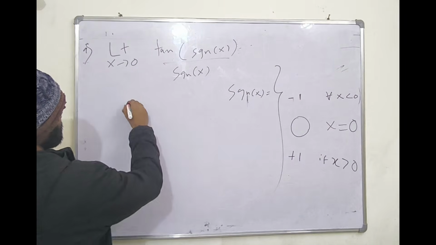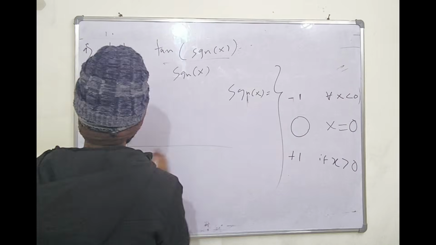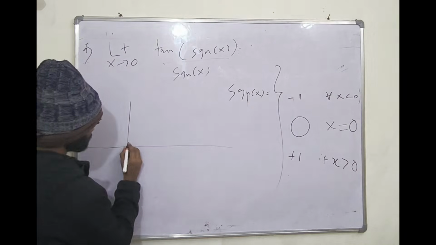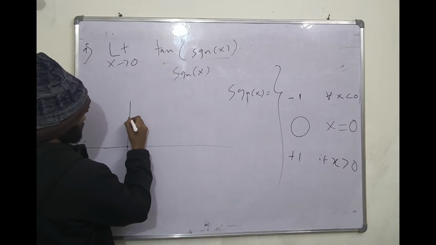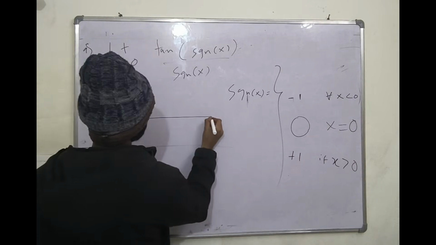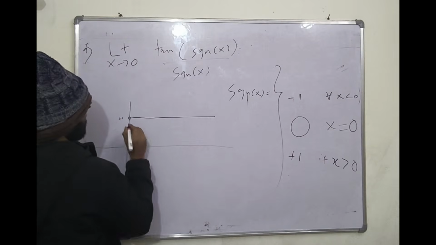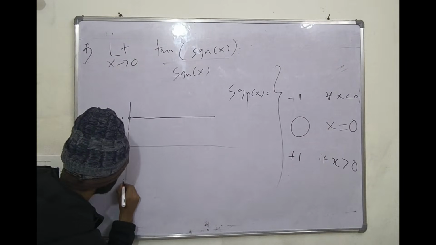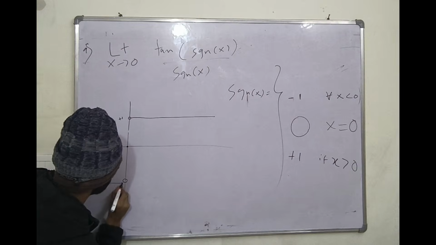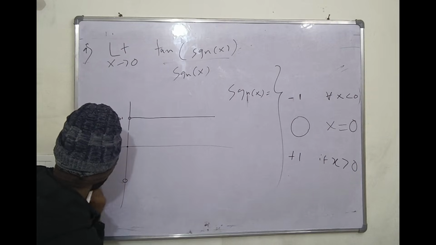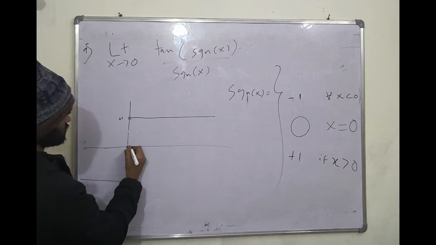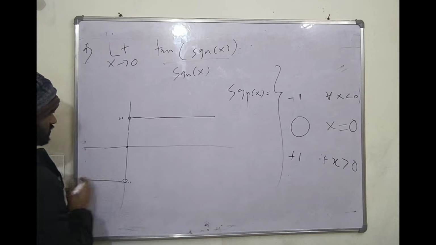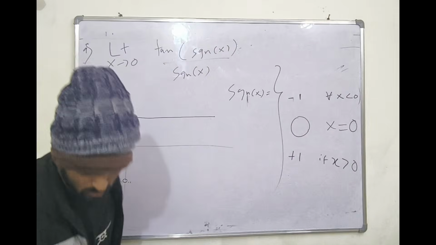If you see it through a graph, signum x looks like this. At x equal to 0 its value is 0, at x greater than 0 this value is +1, and at x less than 0 the value is -1. But at x equal to 0 it is 0. For all values: -1, +1, 0.